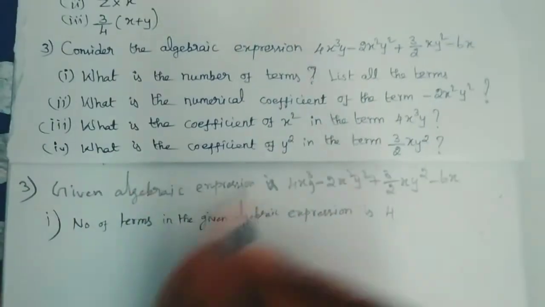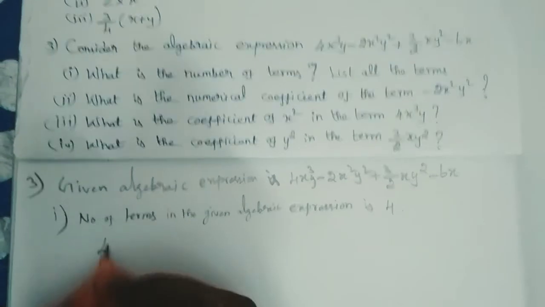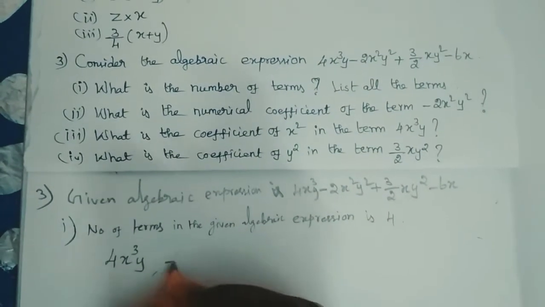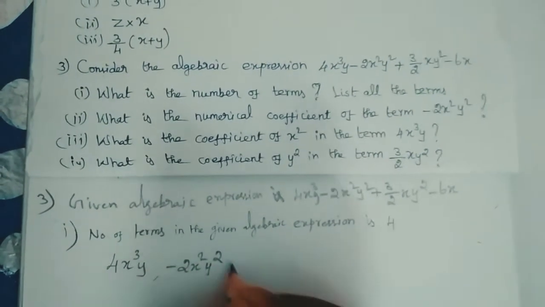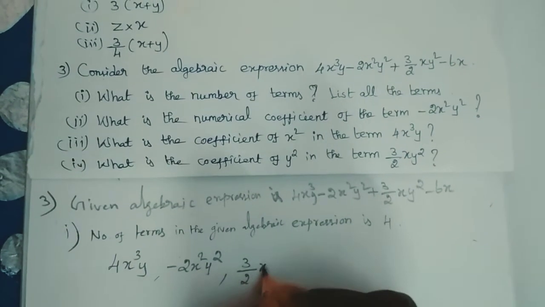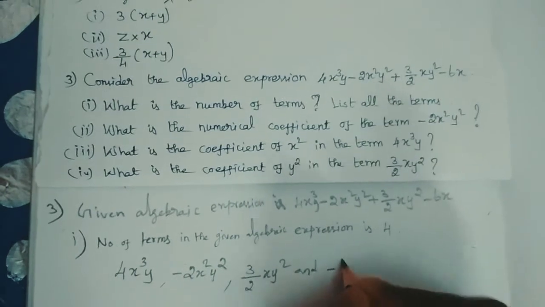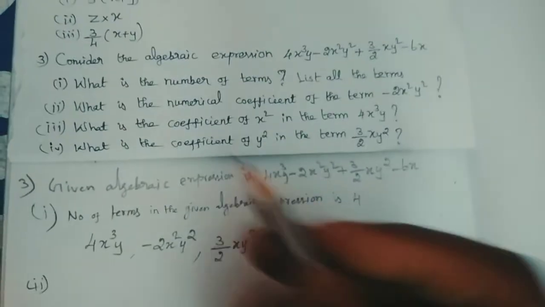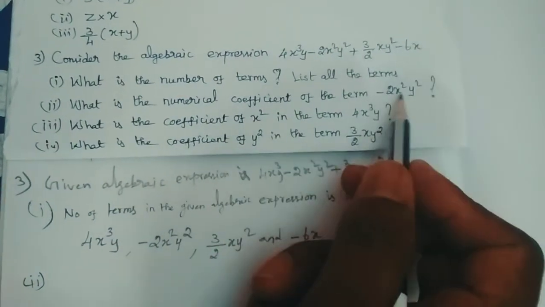Next, list all the terms. What are the terms? 4x cube y and minus 2x square y square. Next, 3/2x y square, and finally minus 6x. So these are the 4 terms. Next, second question is, what is the numerical coefficient of the term minus 2x square y square?